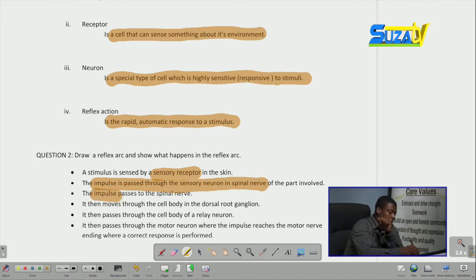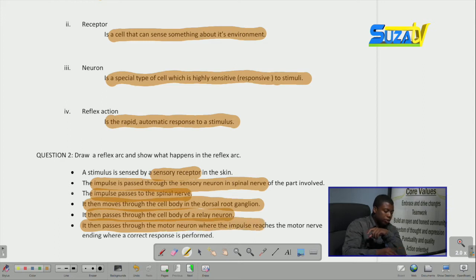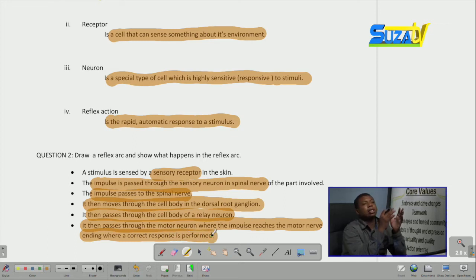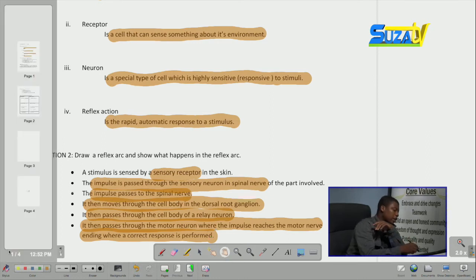Then the impulse passes straight to the spinal nerve, which is very straightforward. It then moves through the cell body in the dorsal root ganglion. It then passes through the cell body of a relay neuron. It then passes through the motor neuron where the impulse reaches the motor nerve, ending where a correct response is performed. So we can see that in answering this question, we have shown what happens in the reflex arc, but we have not seen what the reflex arc is.